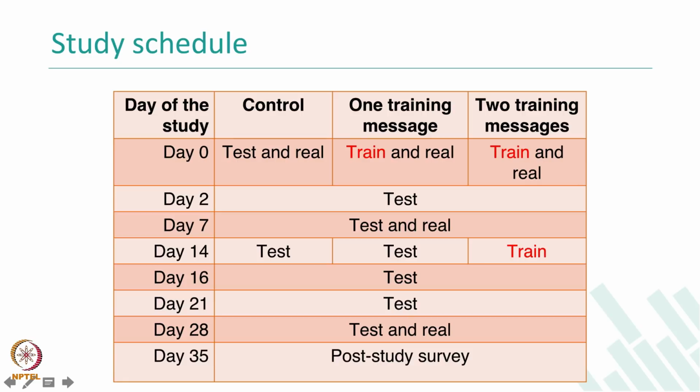2 training message, last column, train and real on day 0, and then test and real, and then on day 14 there is a train again, which is the participants in this group will get an email. When they click on the link, they'll be taken to the training material that I showed you. Then there is test and real, and then post survey on day 25 for all the 3 conditions.